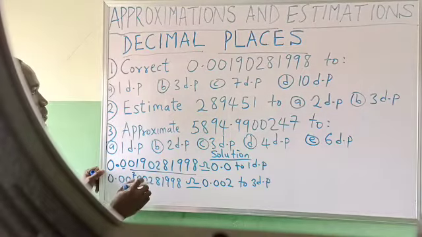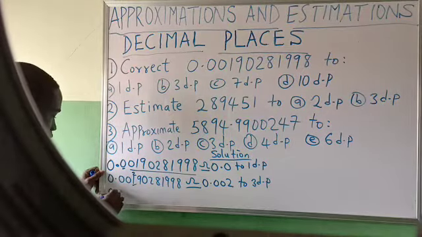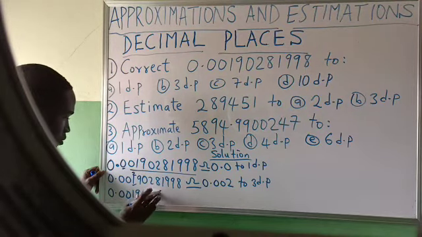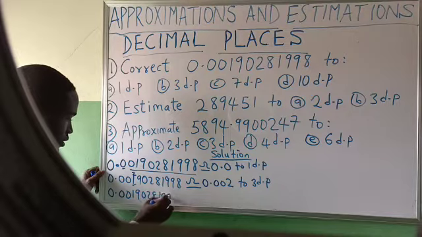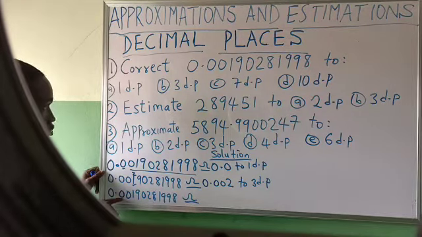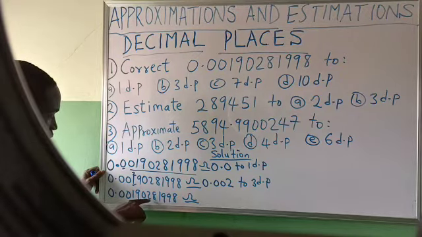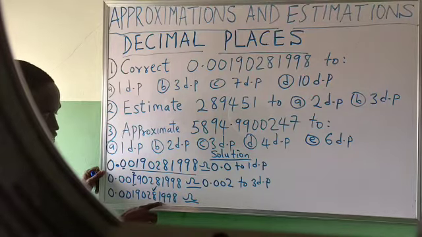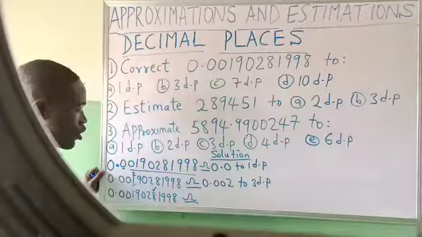To 7 decimal places, I'll rewrite everything again and put my sign of approximation. I will count 1, 2, 3, 4, 5, 6, 7. So the 7 stops at 8. Now ask the next number, 1. Are you up to 5? No. That means forget about all of them.